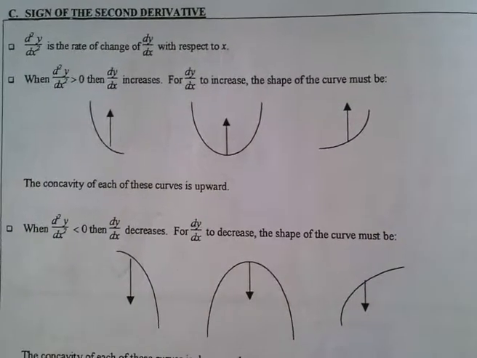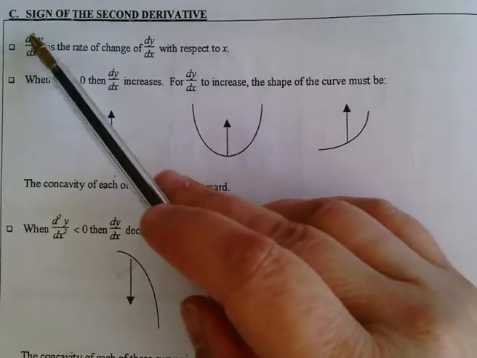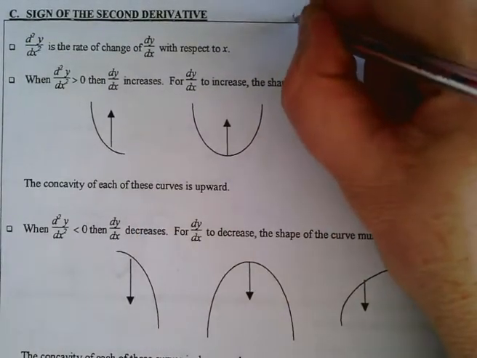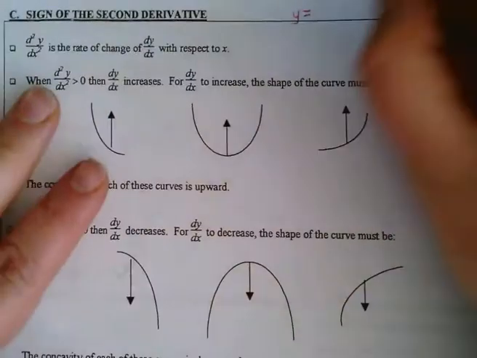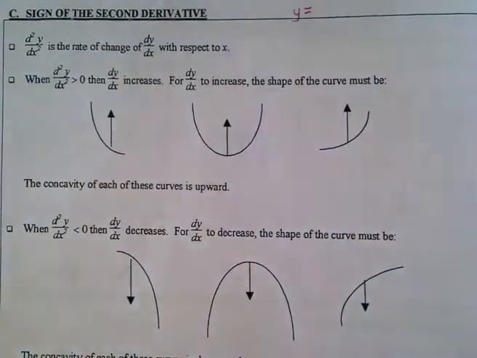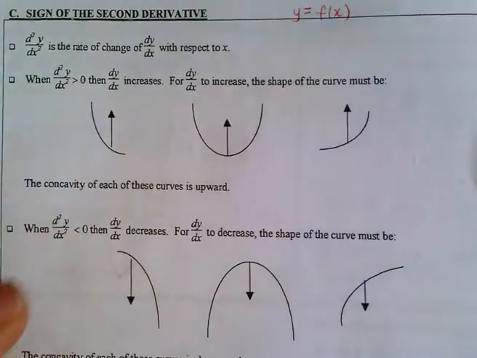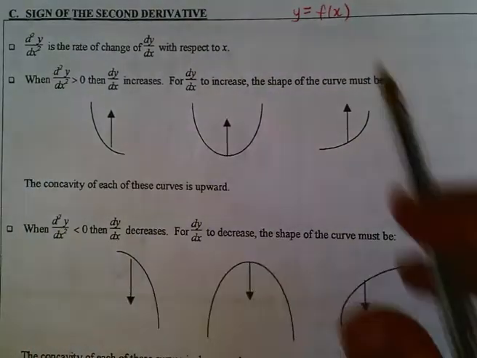Okay, in today's lesson, we are looking at the sign of the second derivative. You need to listen very carefully. You know how you start off with a curve y equals some function of x. Y is some function of x. It could be x squared plus 3x minus 2 or something.